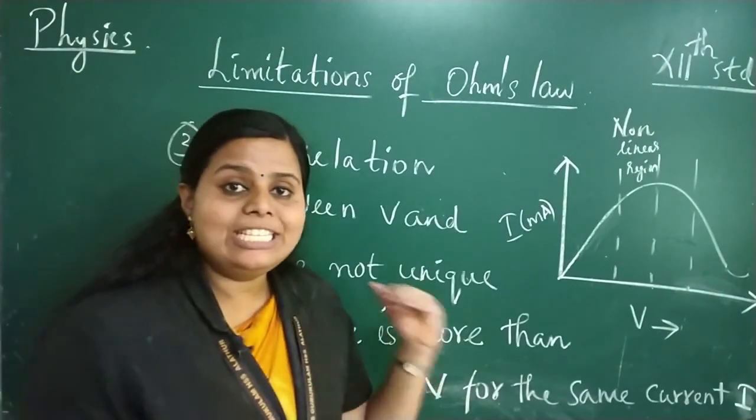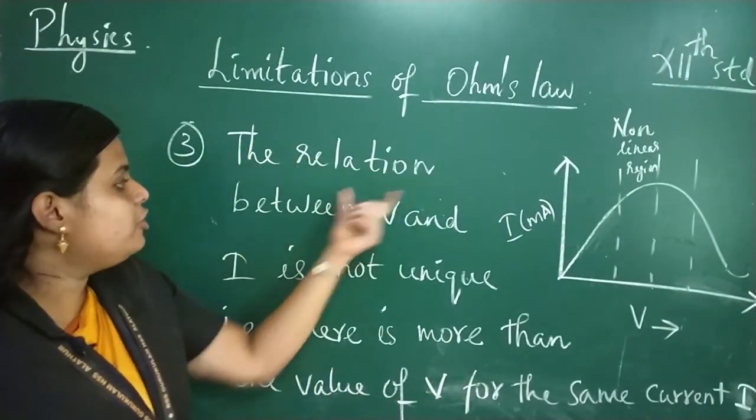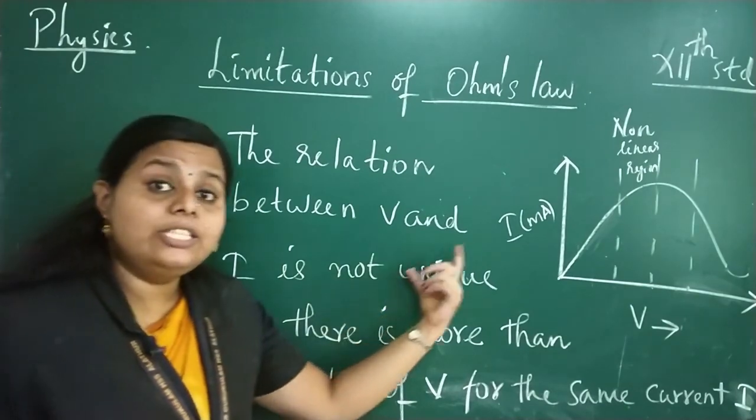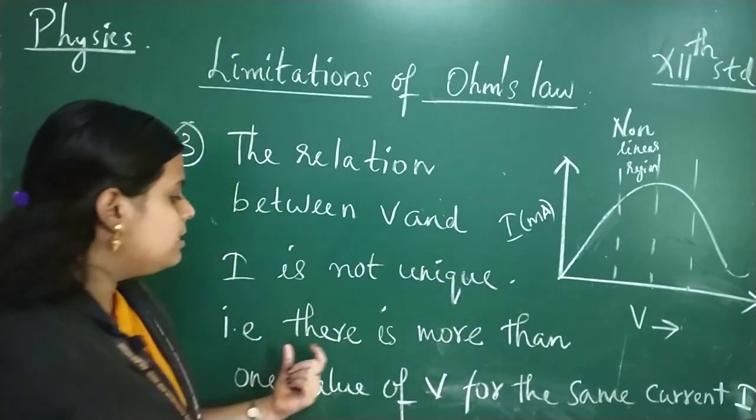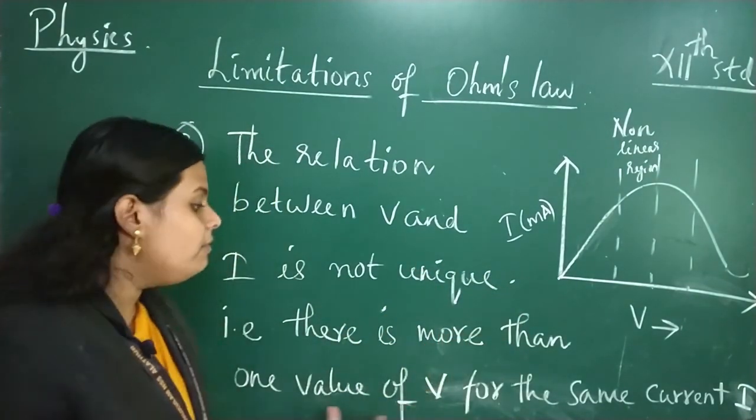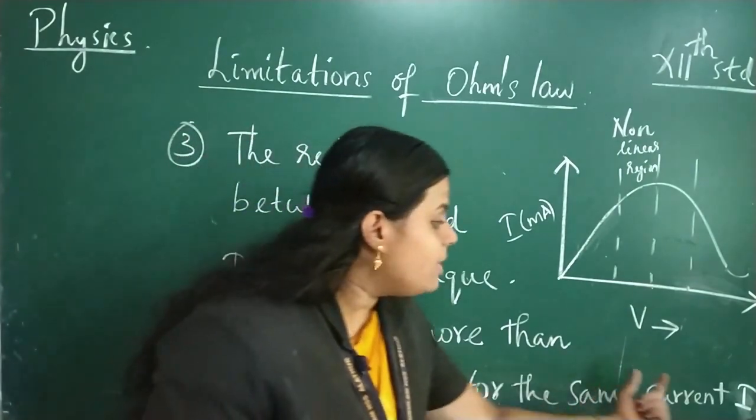So listen children, this is the third limitation. The relation between V and I is not unique. That means there is more than one value of V for the same current I.